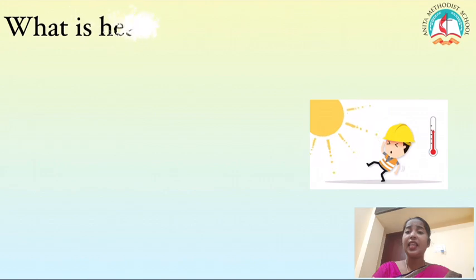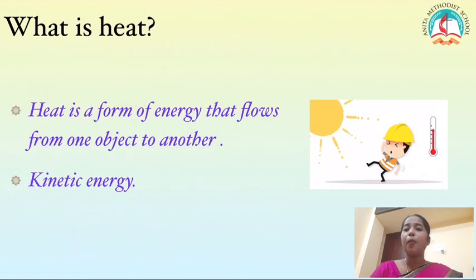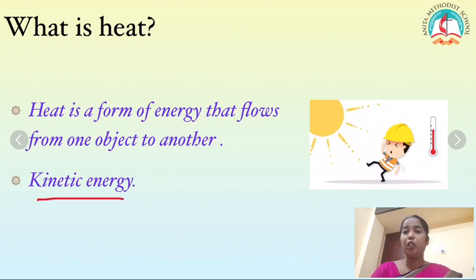So what is heat? Children, you all heard about heat and you all feel it. Yes, when you go and touch the hot pan, you feel heat in your hand and your fingers get burns. So what is heat? Heat is a form of energy from one object to another. So heat is a flow of kinetic energy. I am repeating it again. Heat is a form of energy that flows from one object to another object. It is a kinetic energy.